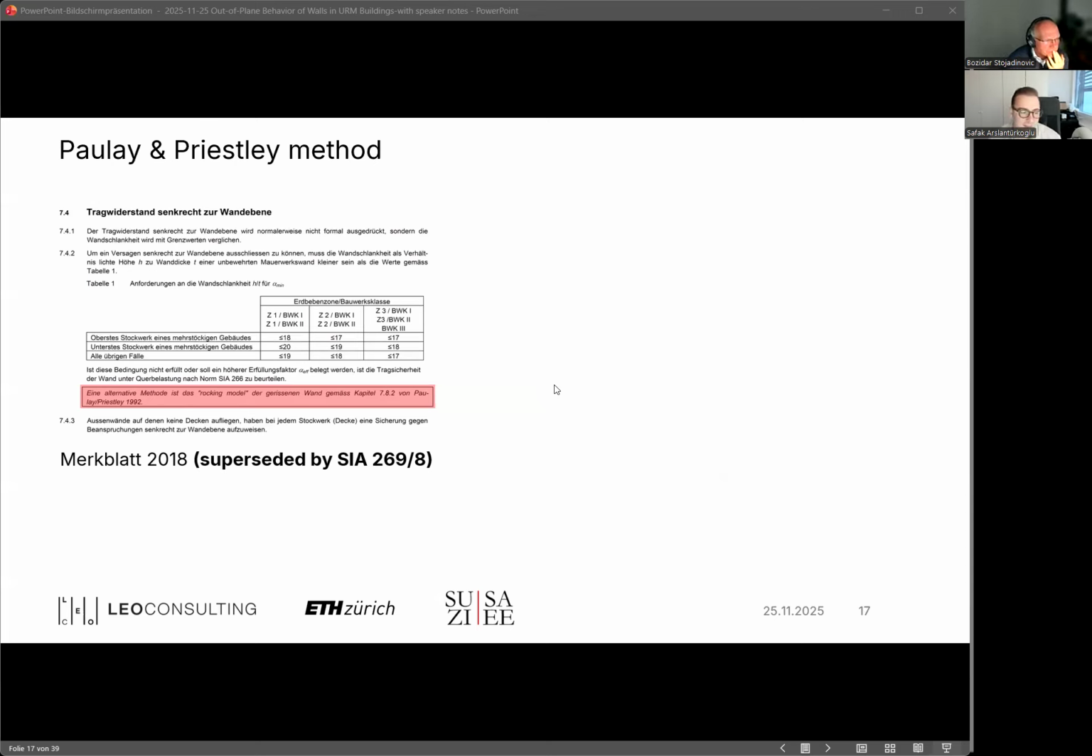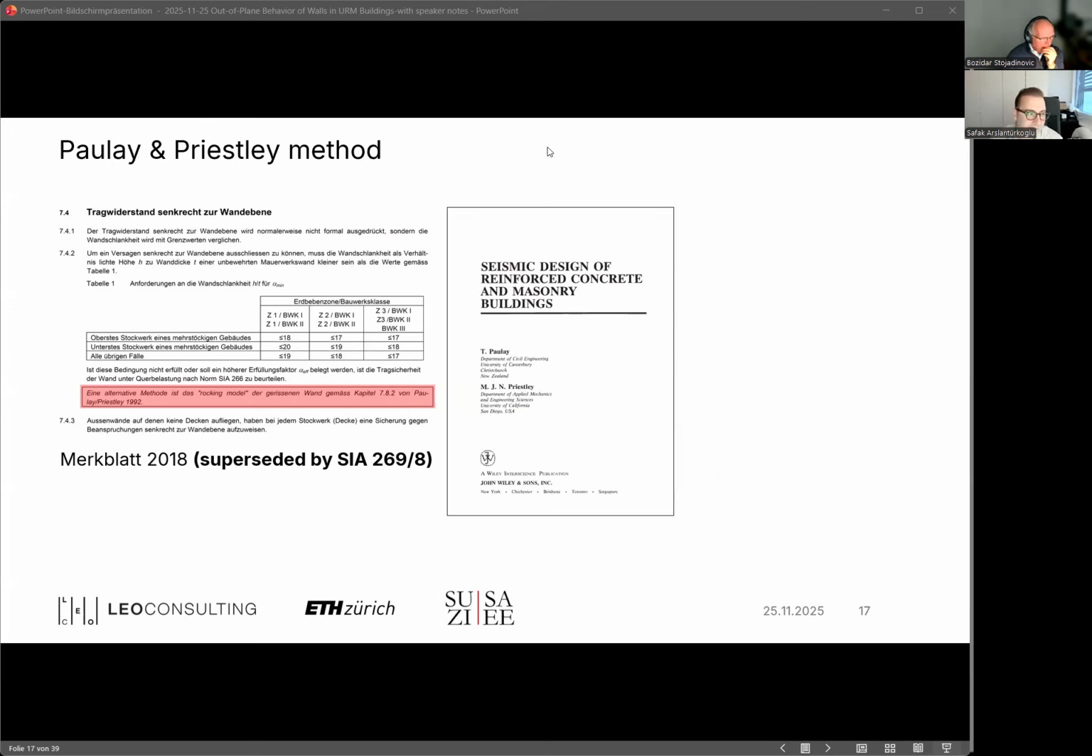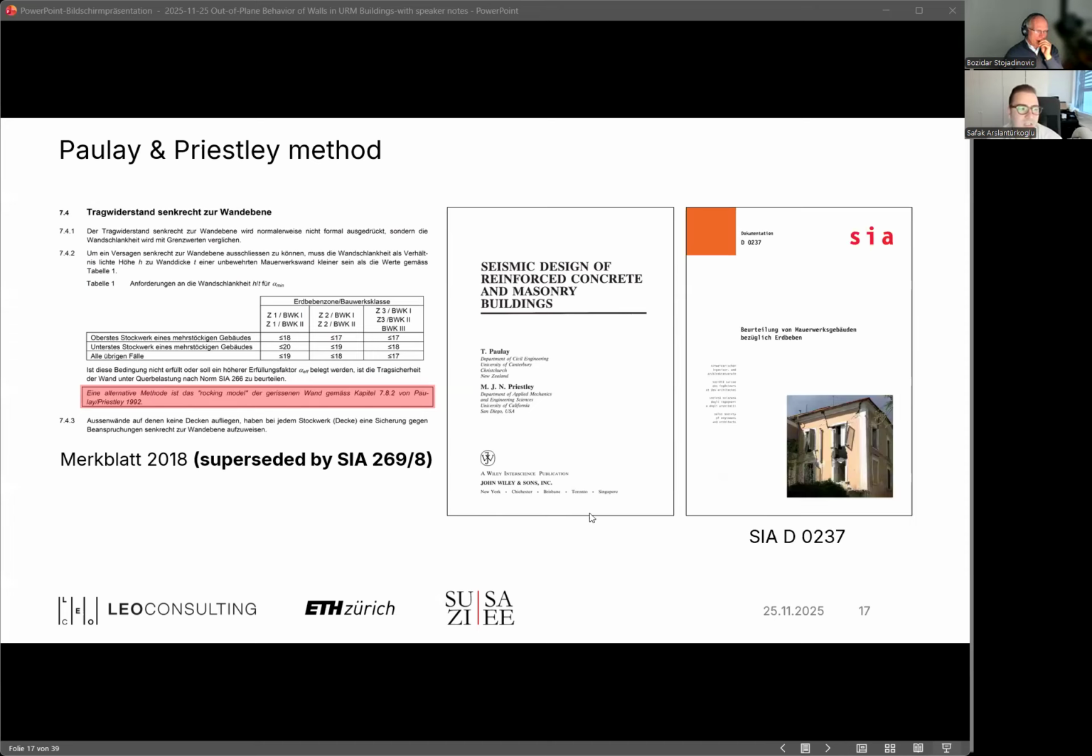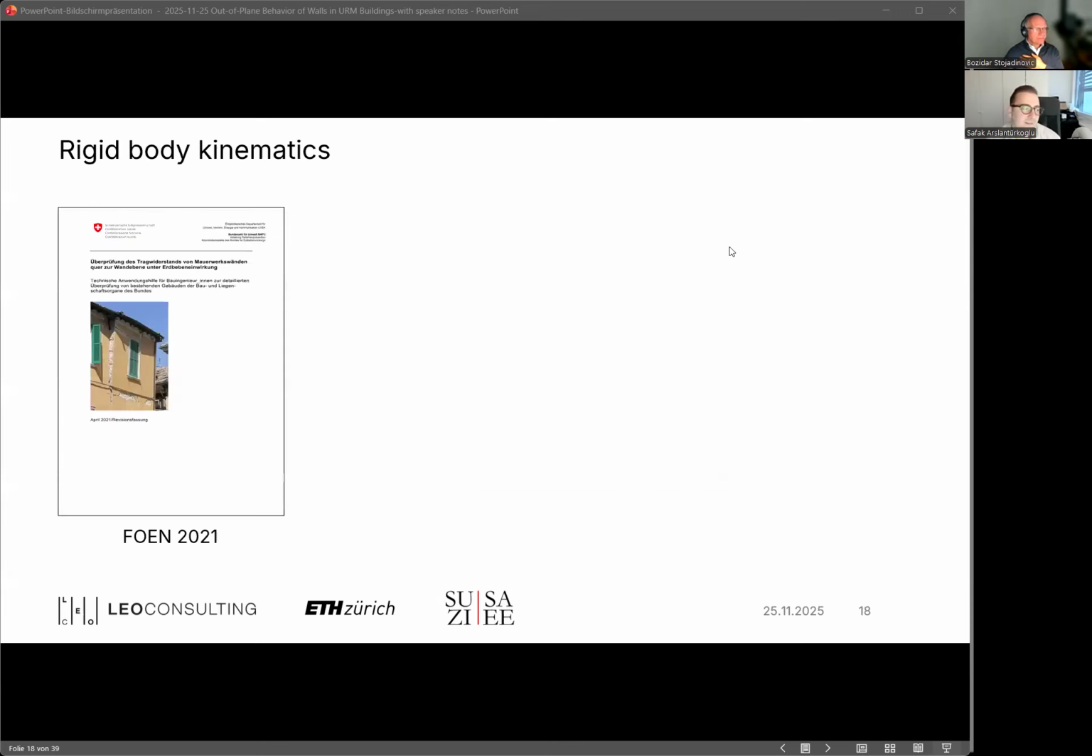Especially, it depends very much on the stiffness of the material, which is not easy to assess if you're dealing with existing buildings. So I'm not going to be mentioning that in further detail. The method is mentioned in the Paulay-Priestley book, and it was also a part of this SIA technical documentation, which is why in Switzerland it is probably still used heavily when it's about out-of-plane assessment. Many engineers use the Paulay-Priestley method.